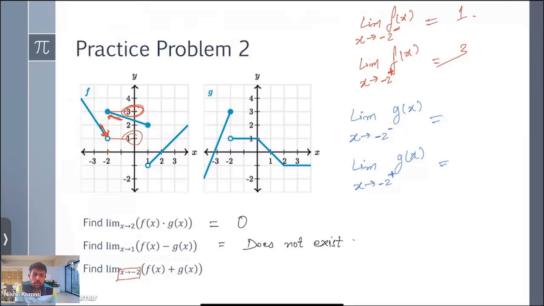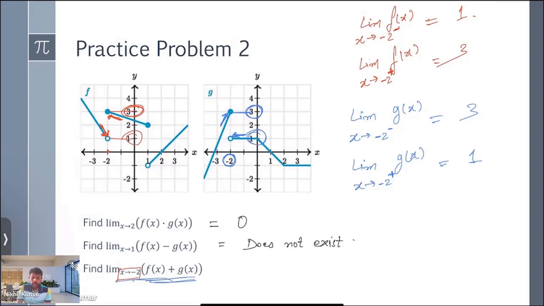When we are approaching minus 2 from this side, you see what number are we getting? So the left hand limit of g of x is 3. What about the right hand limit of g of x? At x equal to minus 2, when we are approaching this from this side, we're getting this value, that is 1. All right. So whether the limit exists or not for this thing.